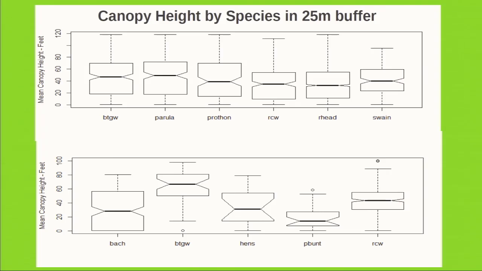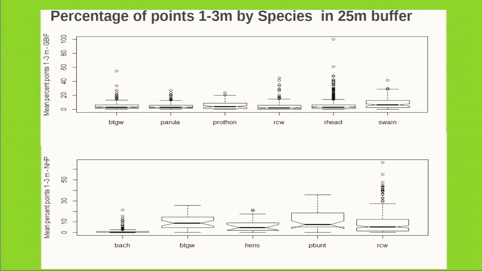And if you look at the canopy height species, you will see differences even in the GBIF data. You'll see more marked differences in the Natural Heritage data. Like the painted bunting, for instance, that's a shrub nesting species, and you can see it has a very low mean canopy height. Henslow's sparrow likes areas that are mixed open and tree.